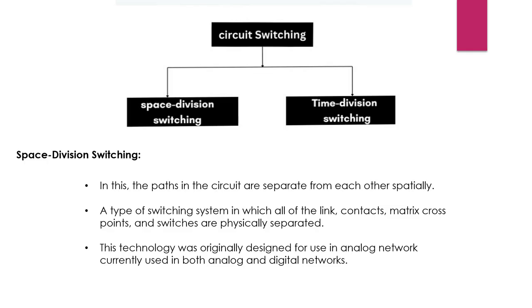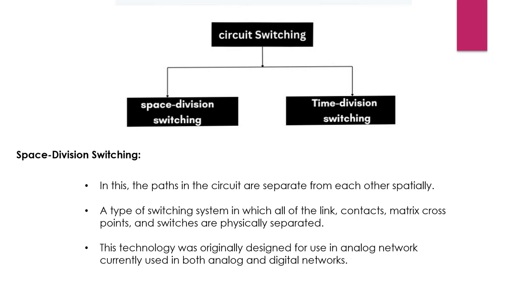The first one is circuit switching. Circuit switching is classified into two main types of switching. One is space division switching, and the other is time division switching. Space division switching has two types: crossbar and multi-stage. We are going to discuss them now. Time division switching was already discussed in the previous video.